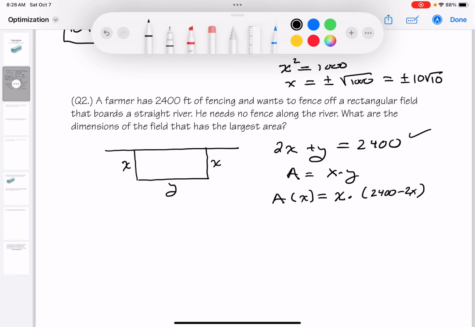Where's that coming from? Right over here. All right, so before I proceed, I want to talk about what x could be. X has definitely got to be greater than 0. However, it's got to be less than something. Well, half of the 2400 is 1200.